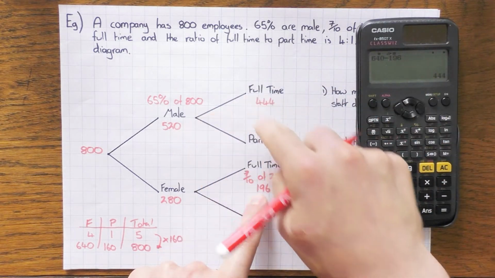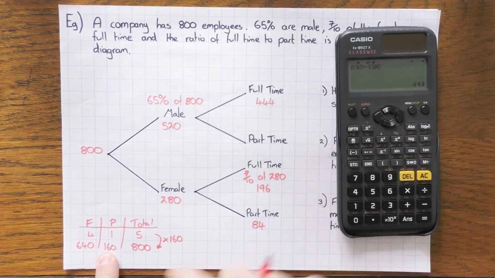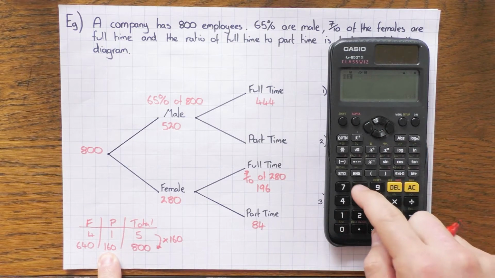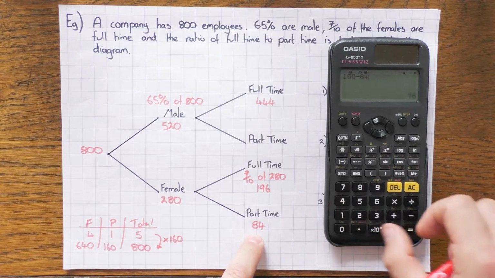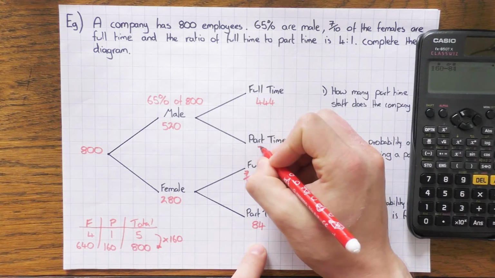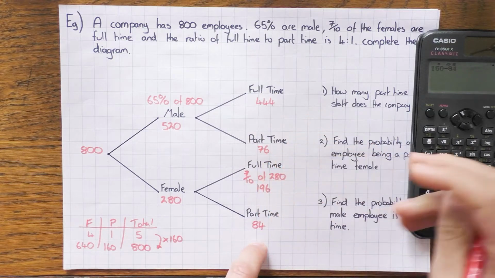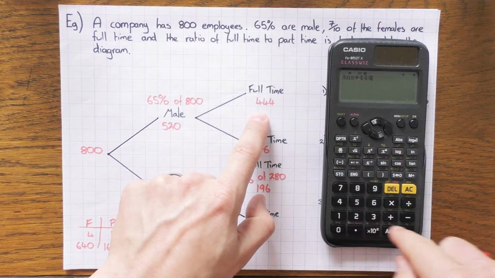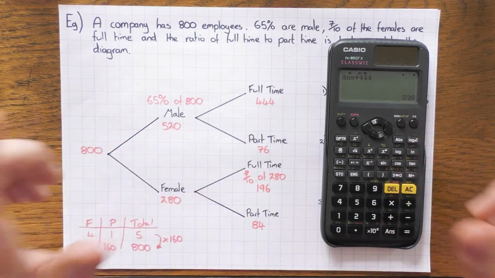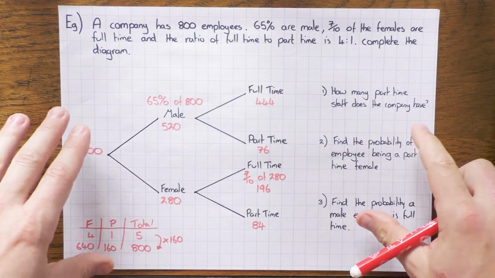And again, we could use that, but let's just check it using this way as well. We've got 160 are part-time, 84 of those are female. So 160 minus the 84 gives me 76. Okay, let's just double check now. So I've got 76 plus 144. Yes, it's 520. Excellent, my diagram works.